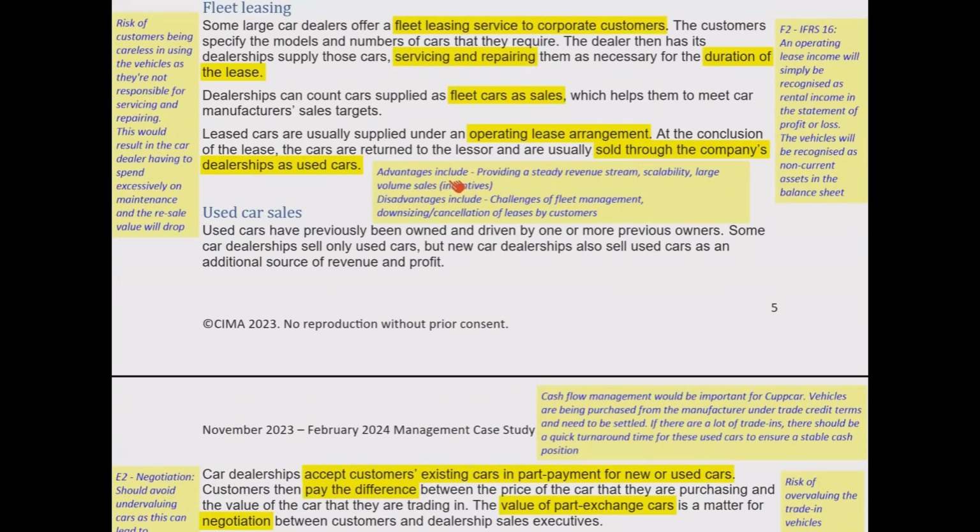Some good advantages from this fleet leasing: steady revenue stream. Once you've got a contract, this contract might be for 3 years, 5 years. Once again, this is a contract, isn't it? So negotiation is going to be important.